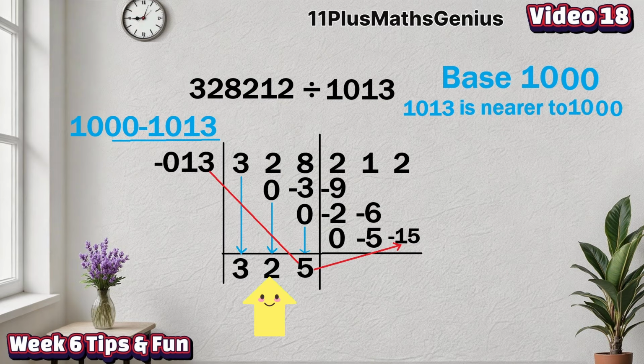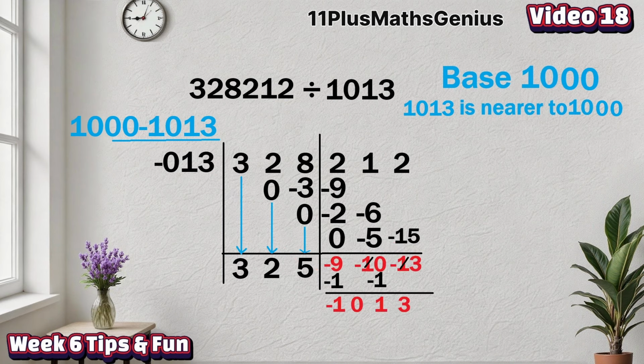We have a quotient of 325. However, our remainder is negative. So we subtract 1 from the quotient and add 1013 to the remainder part. So our remainder is 0. So the final answer is 324 and no remainder.